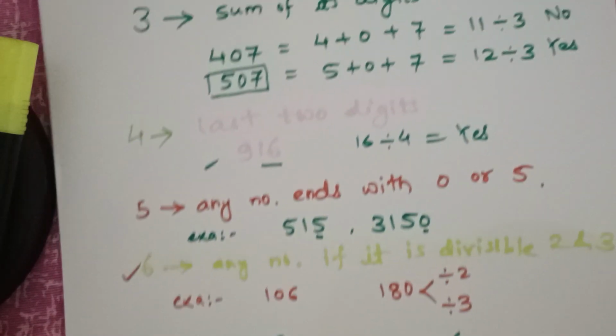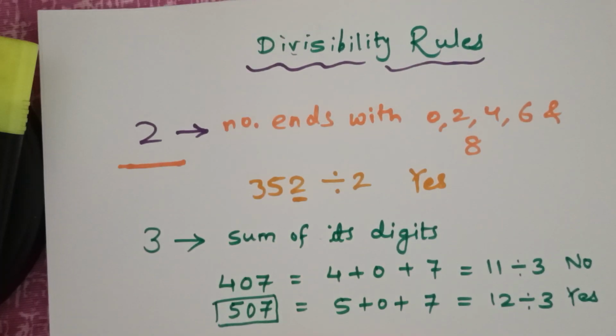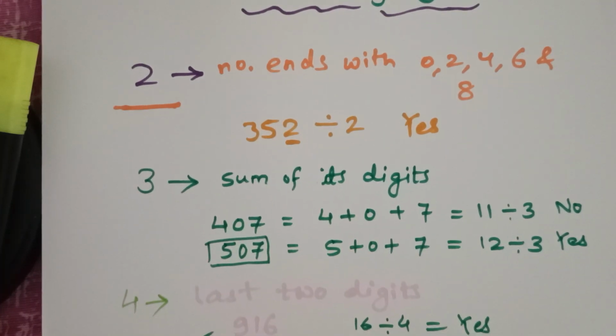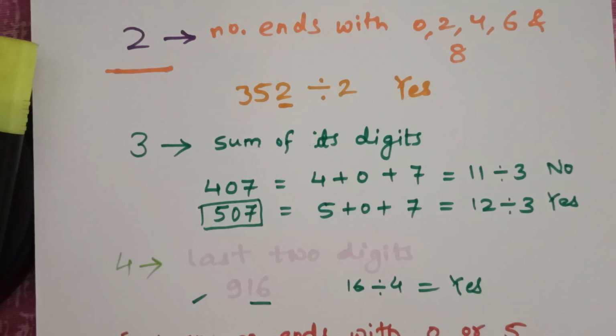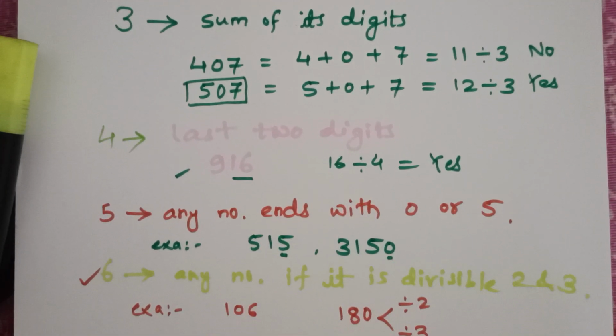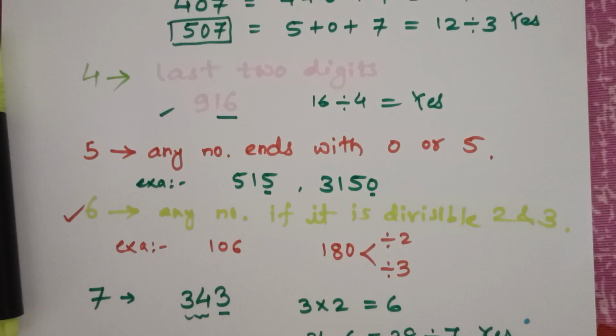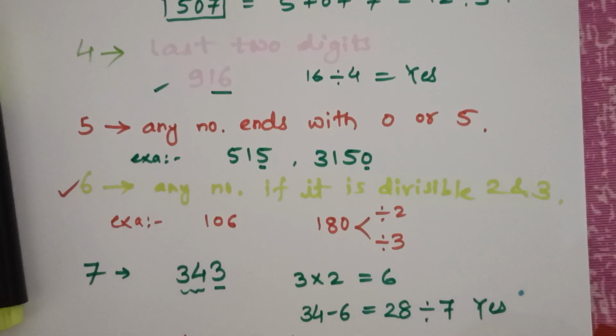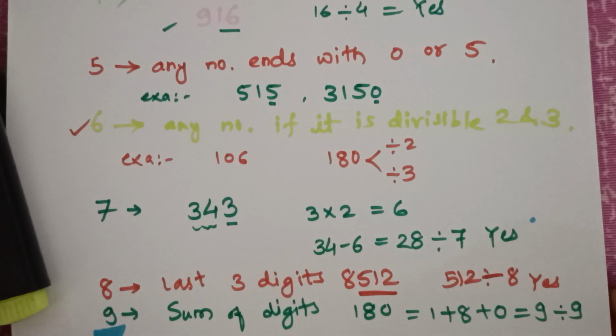So in this way we have seen the divisibility rules which are helpful: 2, 3, 4, 5, 6, 7, 8, 9 and 10.